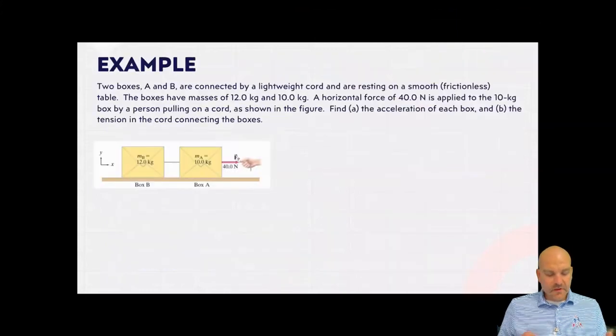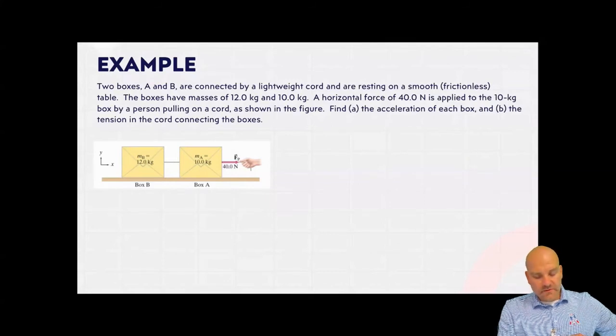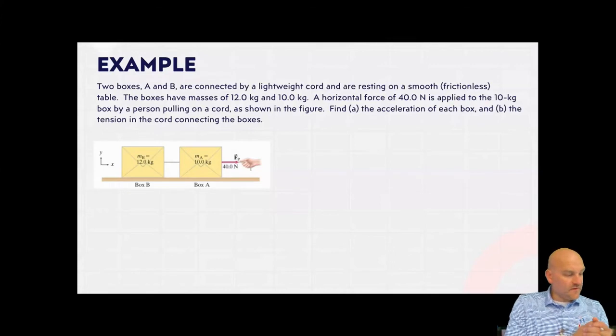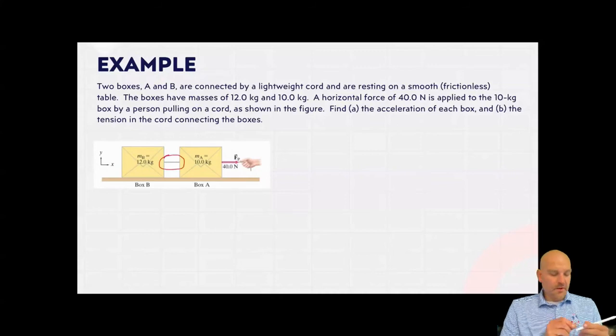Okay, so let's look at an example. So this is what we consider to be a connected object problem. This is very similar to free Atwood machines. So we have these two boxes connected by a cord. One box is 12 kilograms. The other box is 10 kilograms. And we're pulling with 40 newtons. And we're asked to find what is the acceleration of each box and what is the tension in the cord between them. So we're going to look at the tension here.